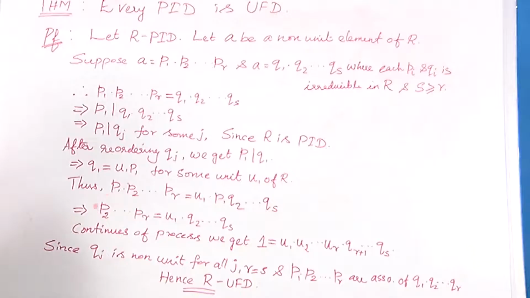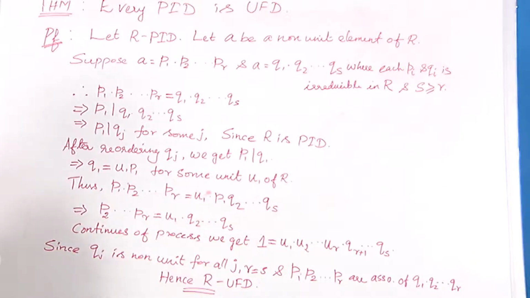So, every time there is a P1 here, they get cancelled. The next time there will be a U2 P2 on the right hand side, and that again P2 will get cancelled. So you can continue this process again and again, and finally on the left hand side all the elements are getting reduced and you are left with only 1.